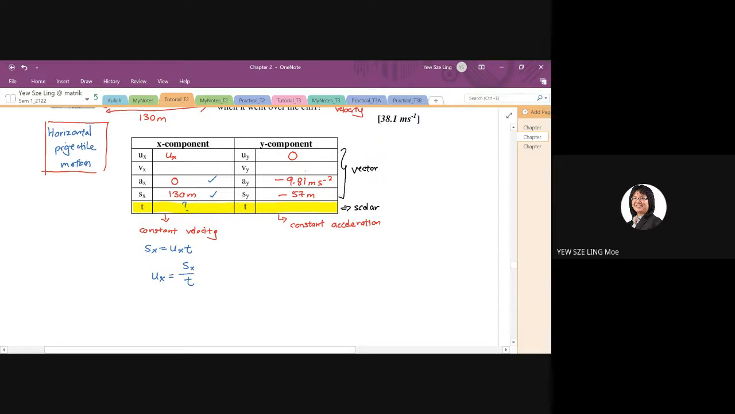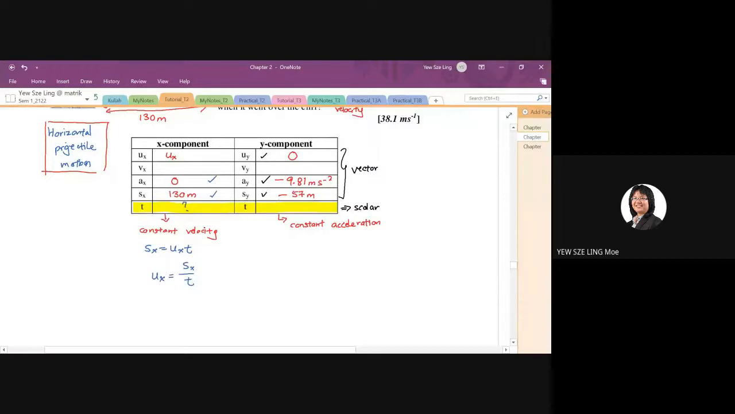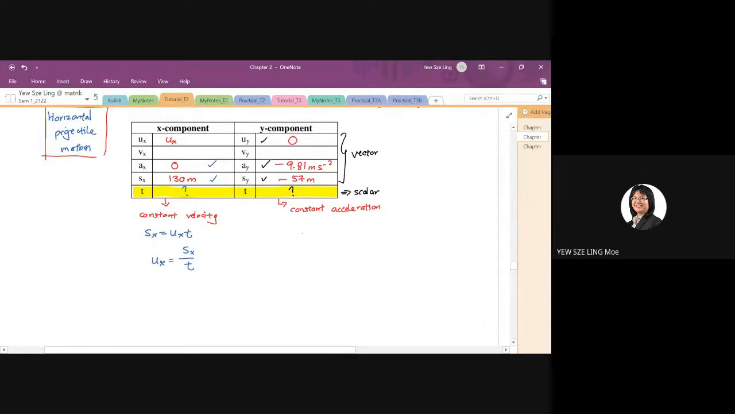So let's see, can we calculate t from y component? Now you have a uy, you have ay, and you have sy. Yes, you do have enough information. You have three known variables, and now you want to calculate this one unknown variable. So for y component, now let us recall the four equations.